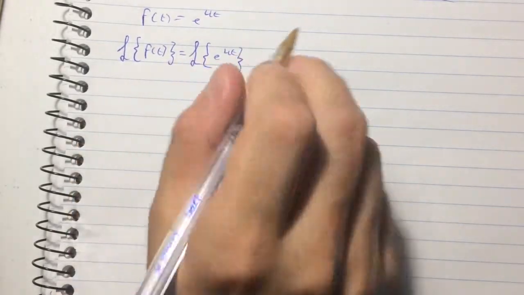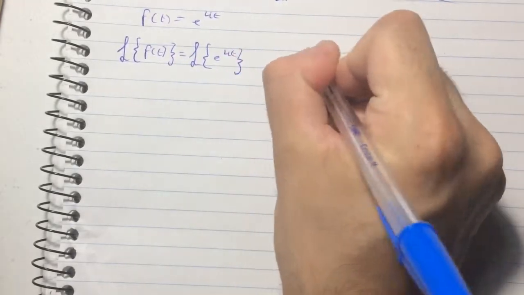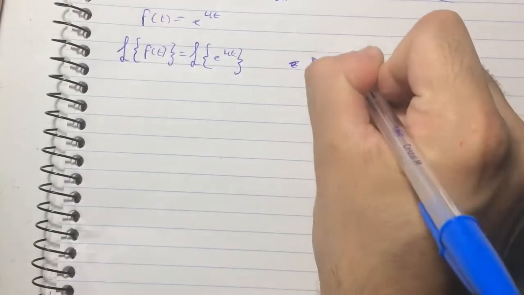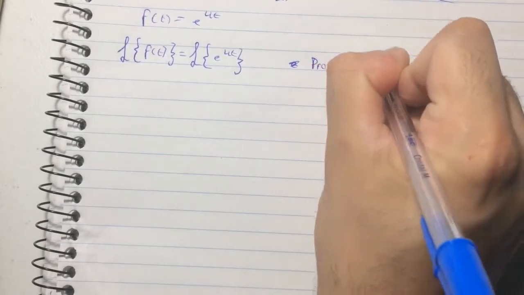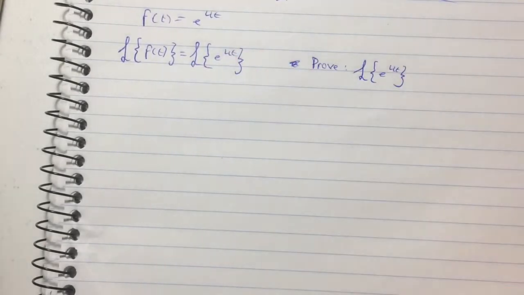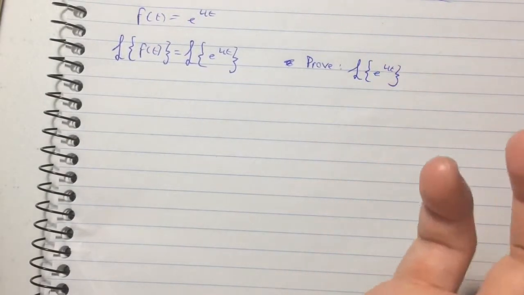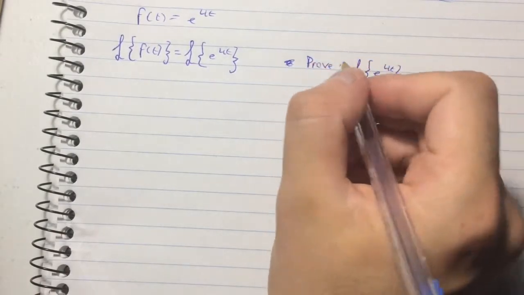So I'm going to choose an arbitrary denotation. I want to prove the Laplace transform of e to the 4t. That's the goal, right? Because I want to prove this without using the table. The way it works is using the derivative formulas for Laplace transforms.